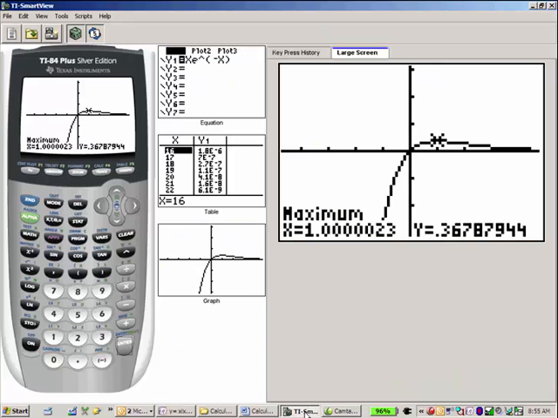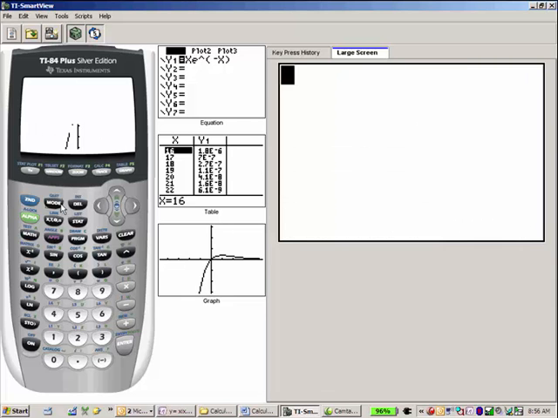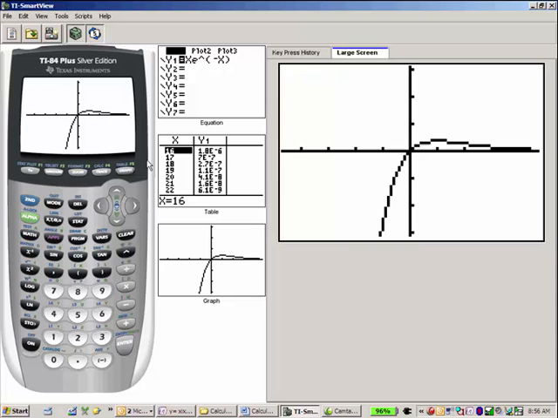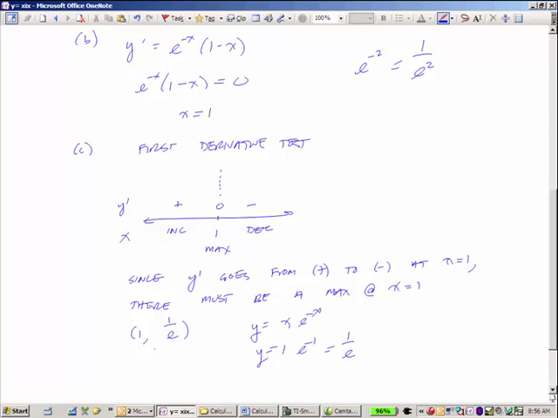Going back to your calculator, how many people actually knew that 0.3678 was 1 over e? Anyone? You're never going to know that from the calculator. But if you do 1 divided by e, sure enough, that's what it is. So that's the difference between being an engineer who wants the decimal approximation and being the mathematician who can tell you the maximum occurs at 1 and the maximum is 1 over e.